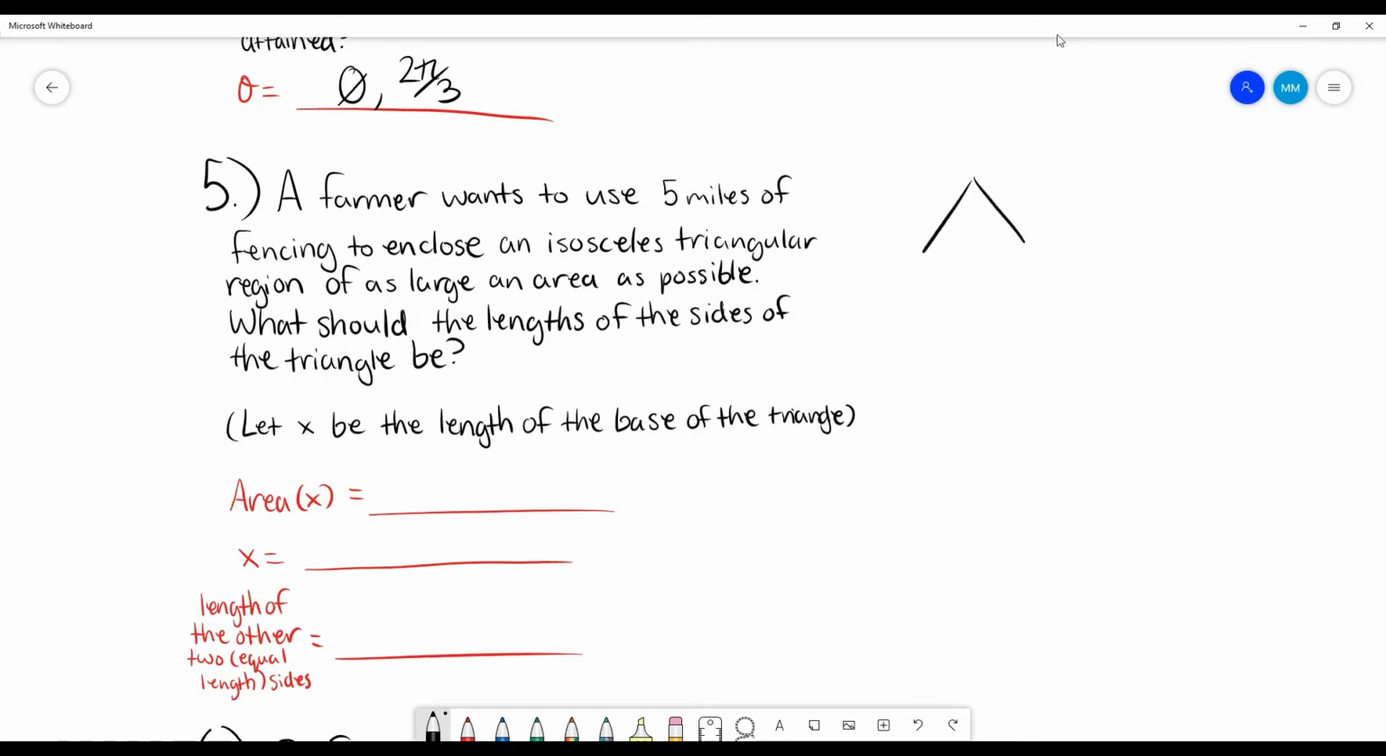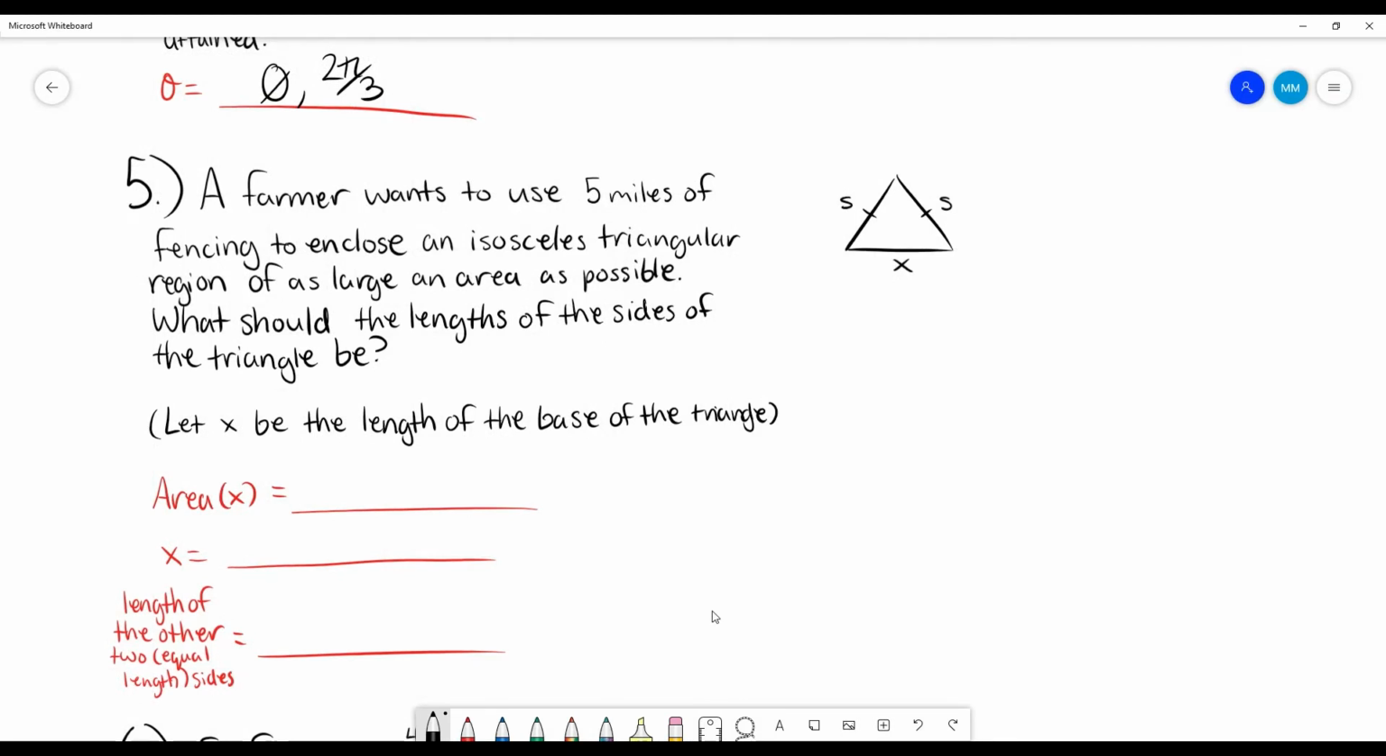So remember that an isosceles triangle is a triangle where it has 2 sides that are equal, and the third may or may not be. In this case, we're assuming that we can't tell, so our base is x, and then these 2 sides are equal. For the moment, I'm going to use s to refer to both of these. So this is what our triangle looks like right now, and he's trying to make fencing for this whole area here.